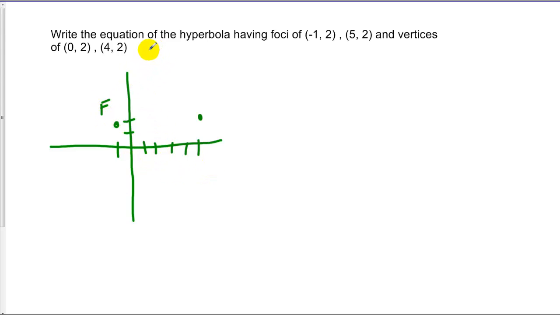Since I know those are my foci, I know this has got to be opening sideways since the foci are within the hyperbola. I also know my center has to be midway between these 2 points. I've got a total of 6, so 3 either way is going to give me my center point, which in this case is 2, 2. Then I have vertices at 4, 2 and 0, 2.